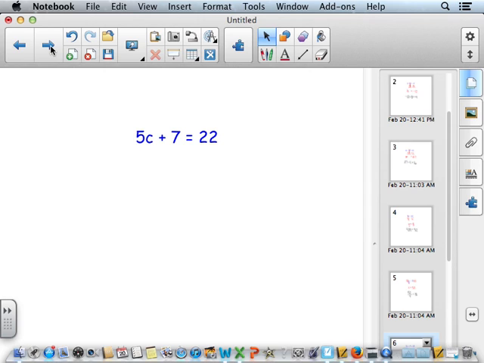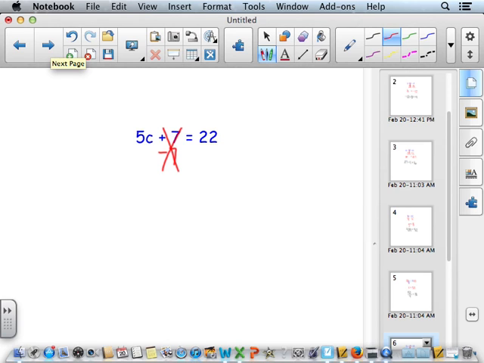Here I have multiplication and I have addition. Because I'm using two operations in my equations, I will use two steps to solve. Again, I'm doing the opposite of whatever's being done to my variable term. Because my variable term right now is 5c, and I'm adding 7 to 5c, to isolate that variable term, I will subtract 7 so that I'm left with 5c.